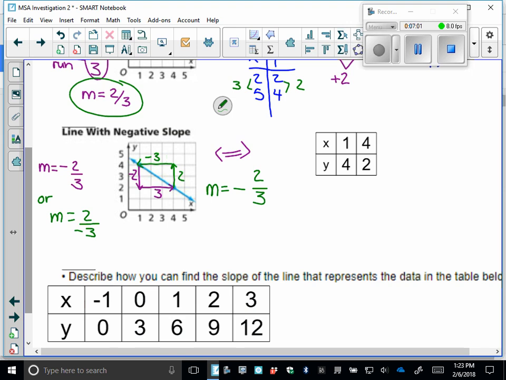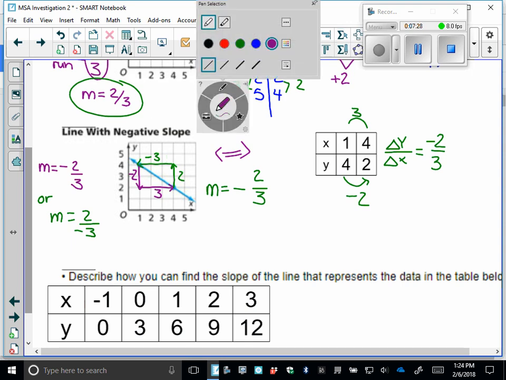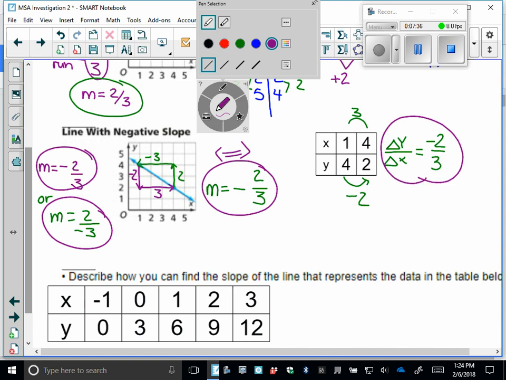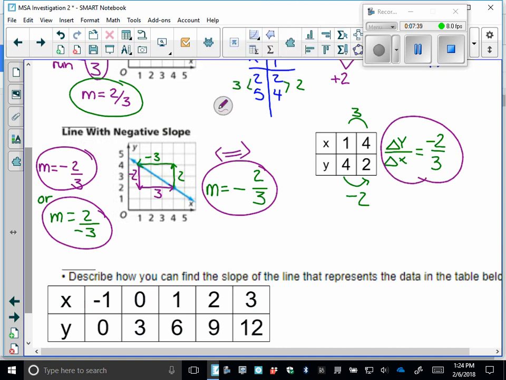Does that help? So in a table, if we do kind of what Jack was saying, think change in y over change in x. Remember here y is dropping 2 units, so we use a negative. And x is increasing 3 units, so it's still positive. So it's a drop of 2 for every 3 to the right. So we still get the same thing. No matter how I look at the problem, I'm still getting slope is -2/3, no matter how I look at it. Okay? How are we doing on that?